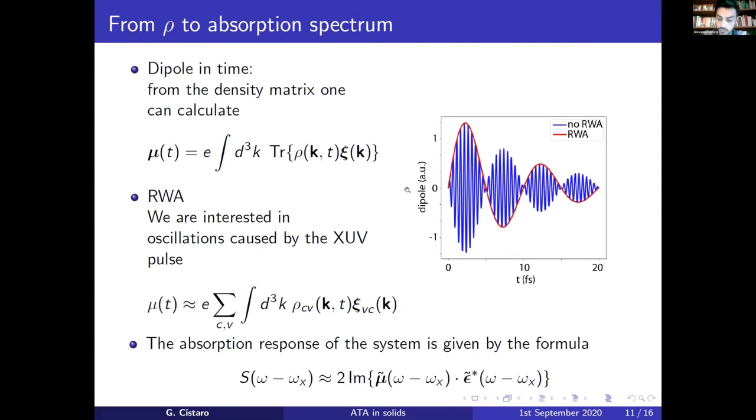And at the end, to obtain the observable, we calculate the absorption response of the system as the imaginary part of the Fourier transform of the dipole multiplied by the conjugate of the electric field.